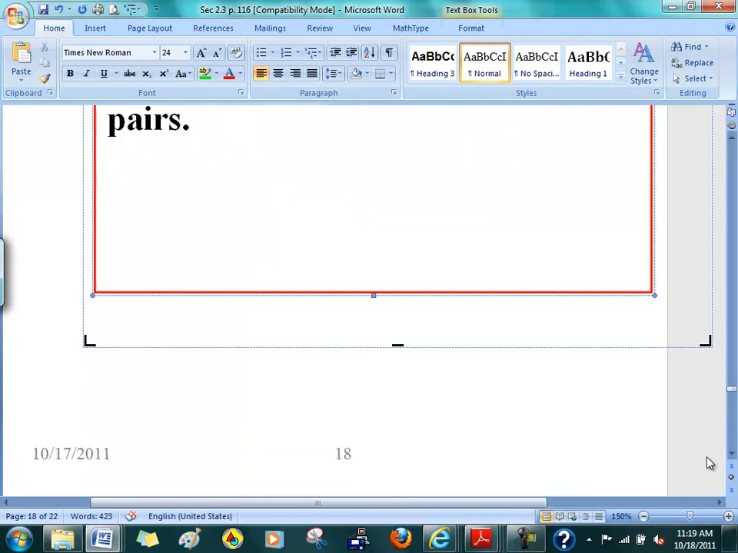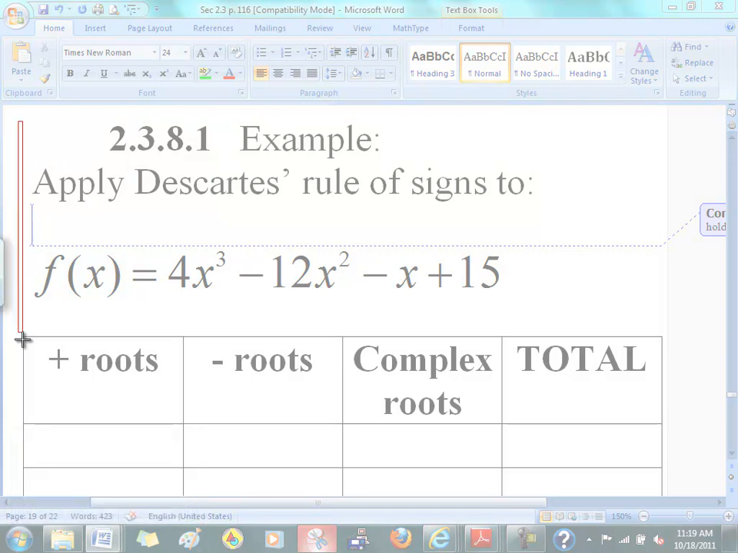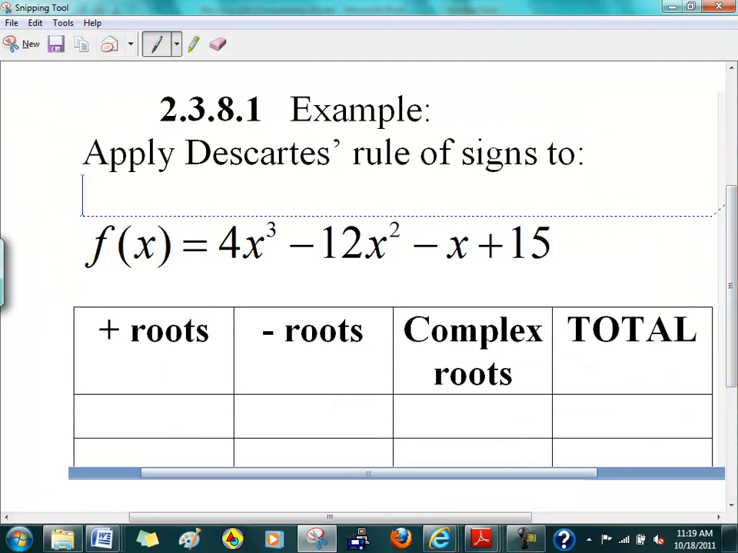Okay, let's take a look at what Descartes is trying to tell you. So remember, Descartes is talking about positive and negative roots. So in order to get the negative roots, you got to look at f of minus x. Okay? Did everybody see how f of minus x became what it is? Wherever you see x in f of x, you just put in minus x.